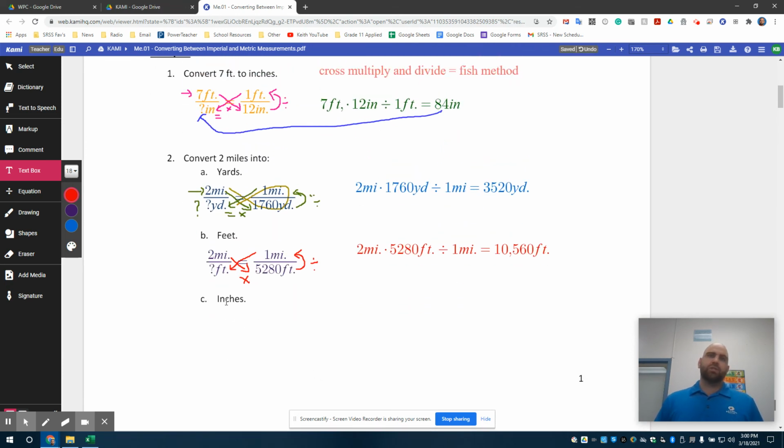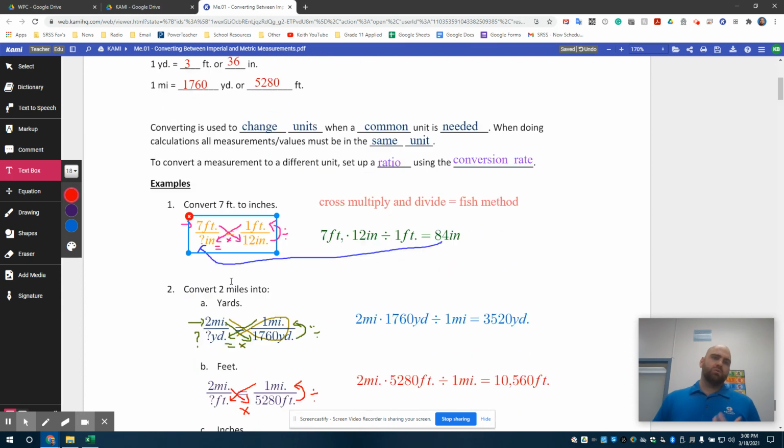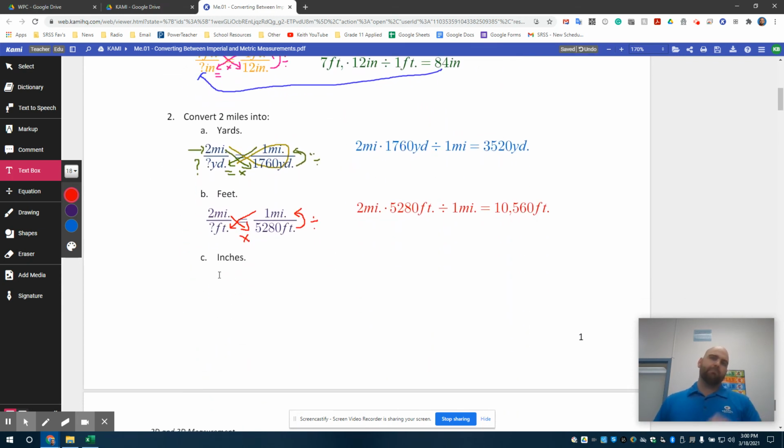One more time, let's change it into inches. Can we change 2 miles into inches? Well, we go back to our original conversion rates here. We don't have anything with miles and inches, so we'd have to do multiple steps. But because we've already done one of those steps, we already know how many inches are in a foot, so we can just use that for the inches part.